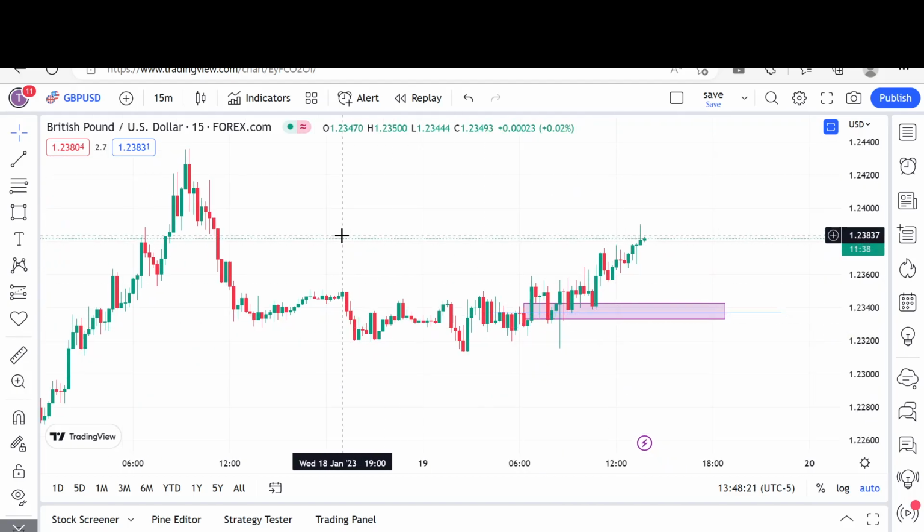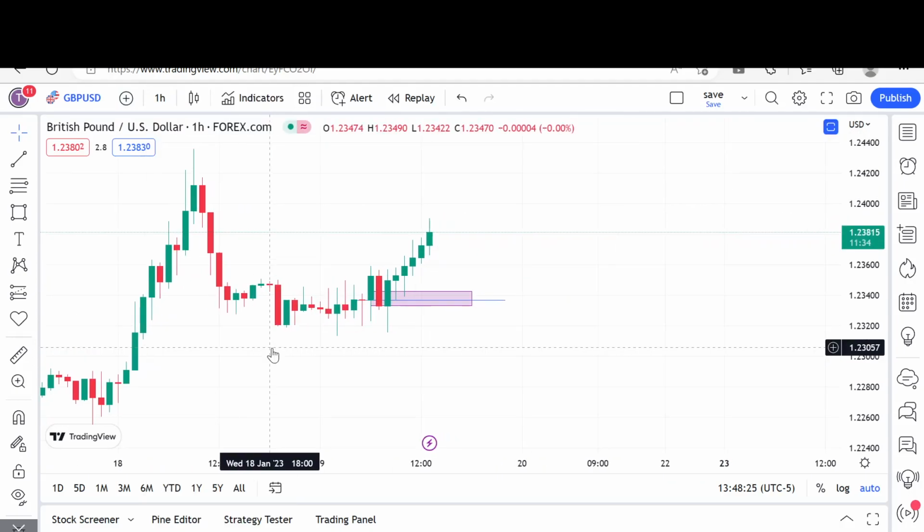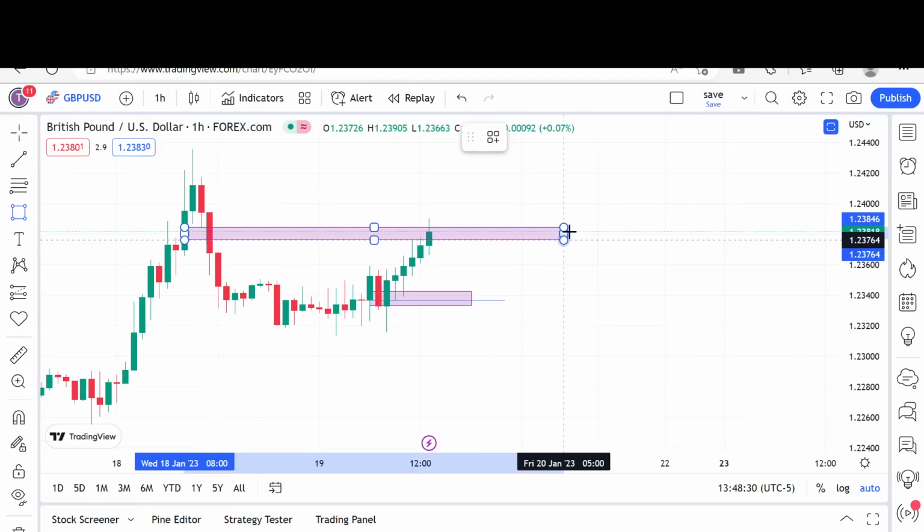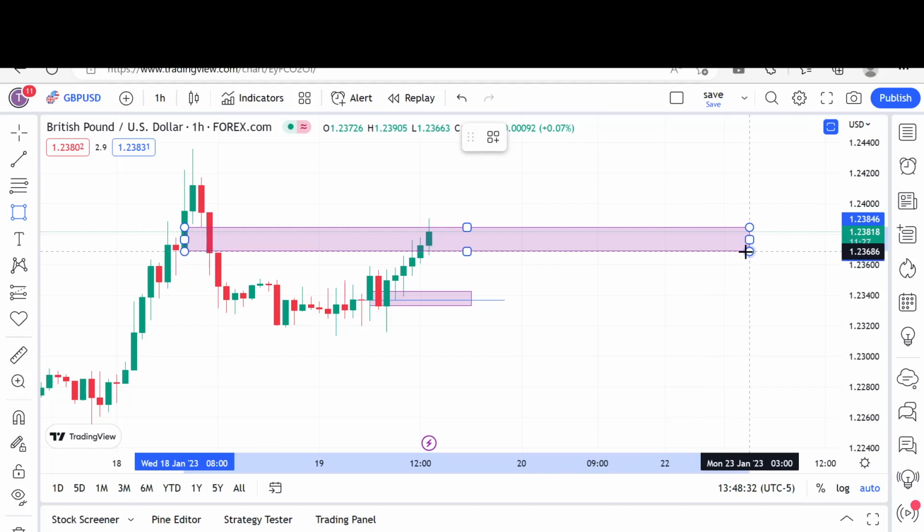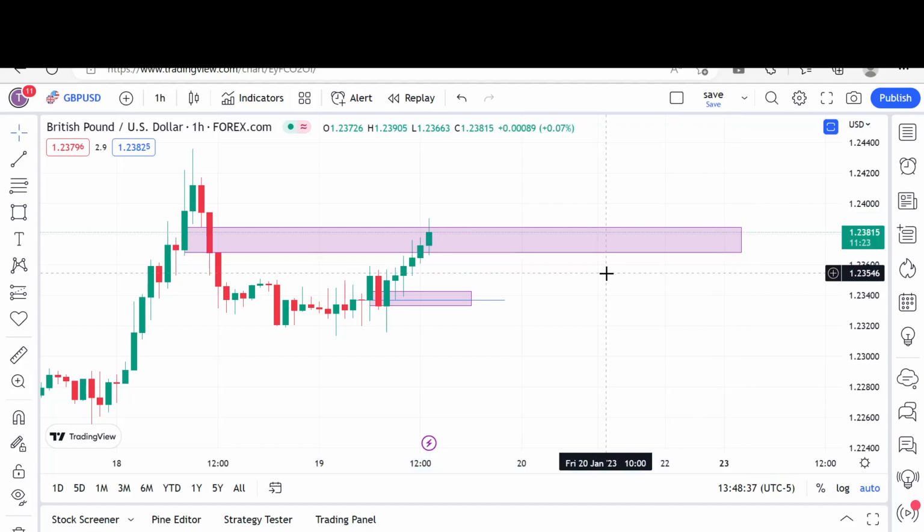We got our draw on liquidity. Now this is the PT. See this? On the 1 hour, we had this fair value gap right here. Now I do think we're going to take out that high there. This is just a really low hanging fruit PT, and I don't want to hold overnight really.